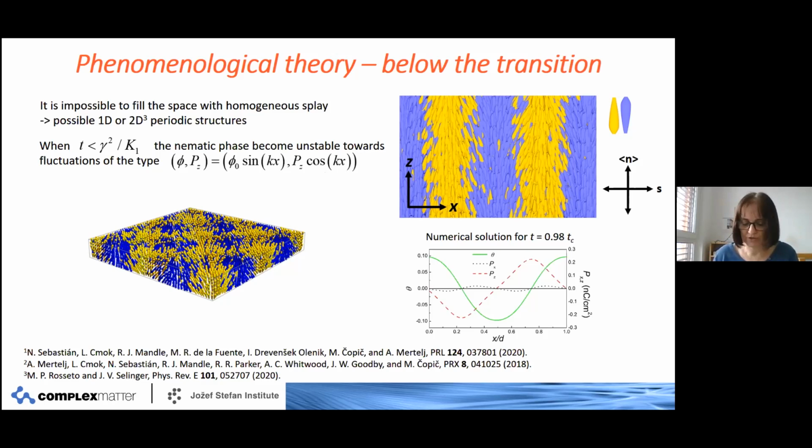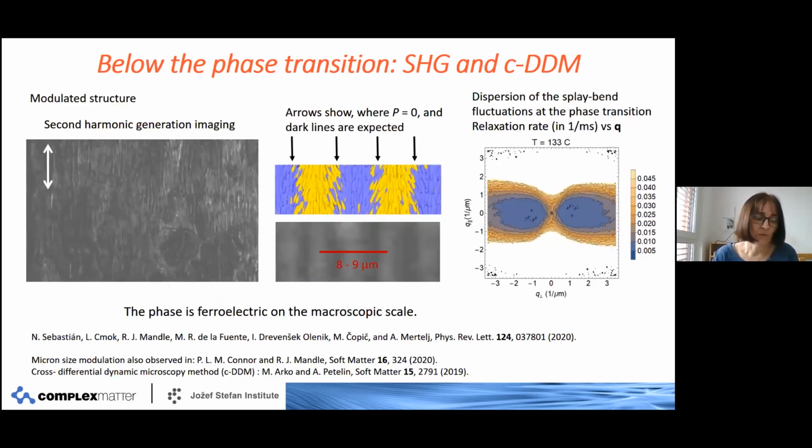So what do experiments show? We used second harmonic generation imaging, which gives a signal in the bulk only when ferroelectric order is present, to study the evolution of the ferroelectric order during the phase transition. And in the region where optically we see the stripes, we also see stripes in the second harmonic generation imaging. These are alternating dark and bright stripes, and this can be explained by a periodic structure discussed before.